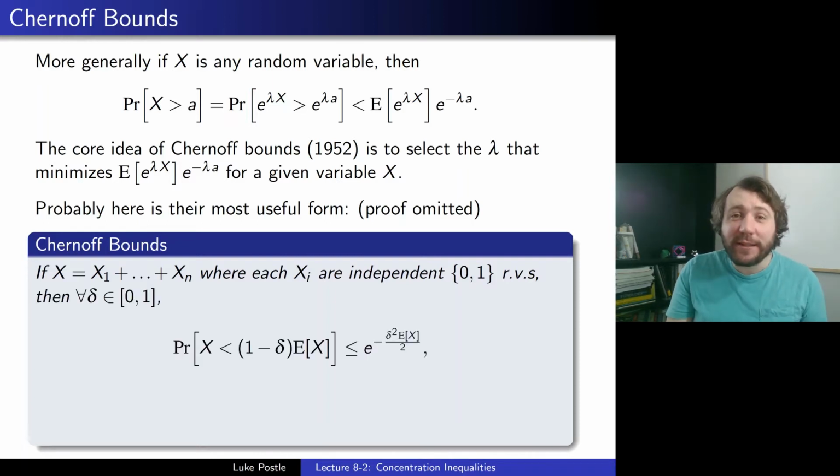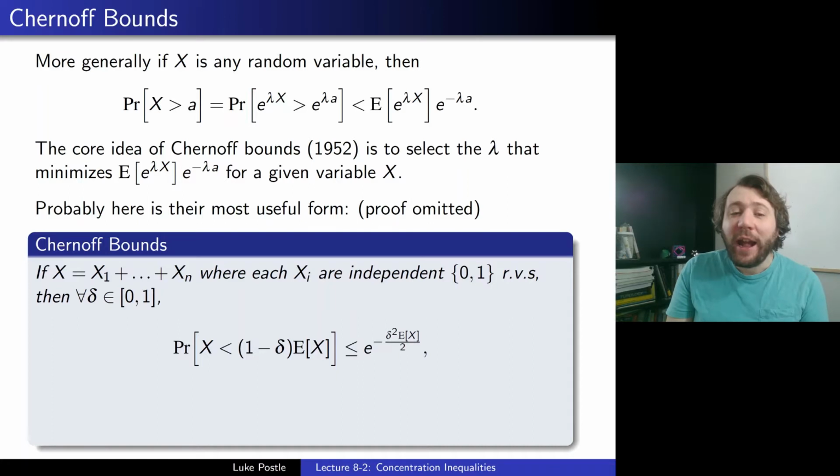Then for every delta in (0, 1), the probability that X is smaller than 1 minus delta times the expectation is at most e to the minus delta squared times the expectation over 2. So what is this saying? This is generally referred to as the multiplicative form.